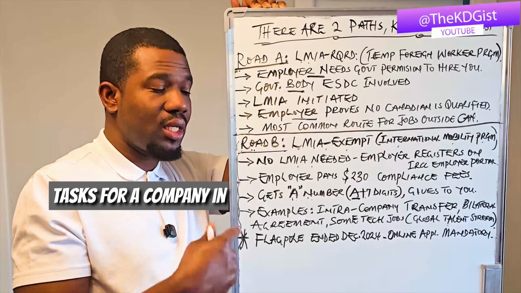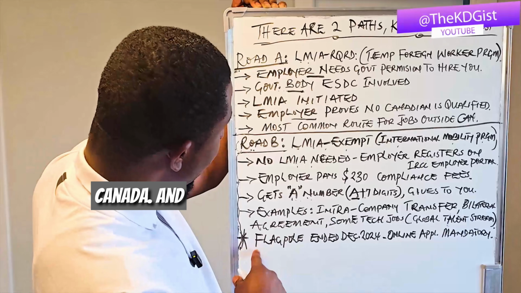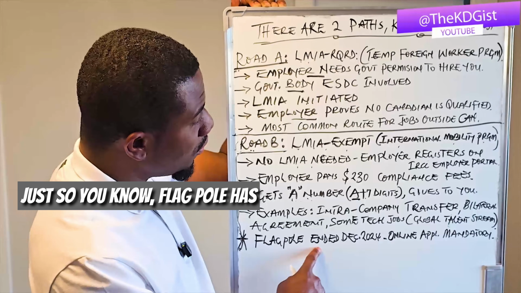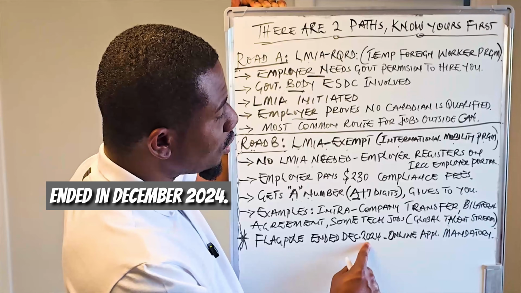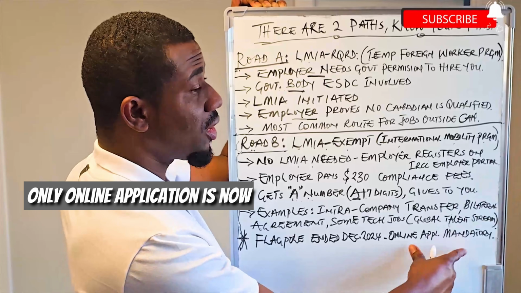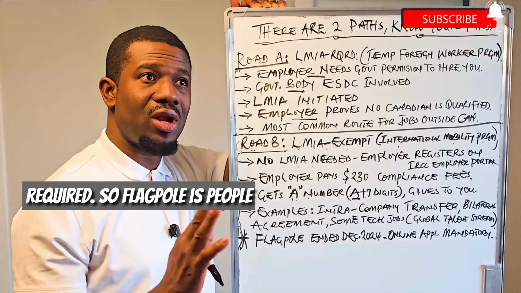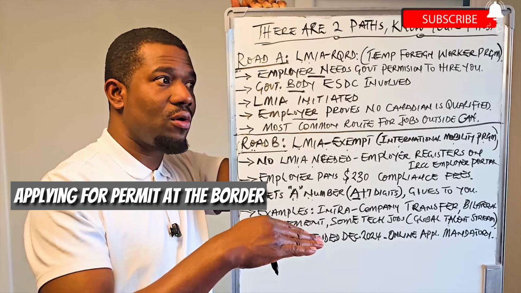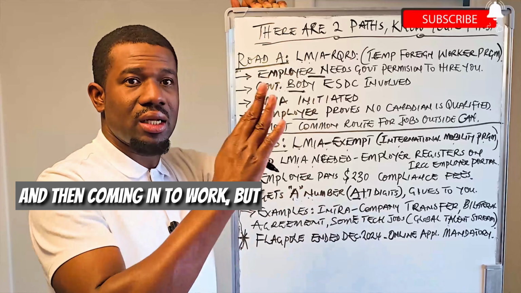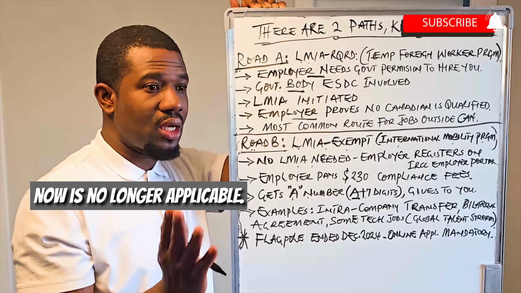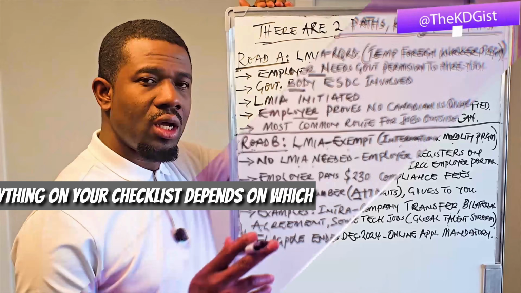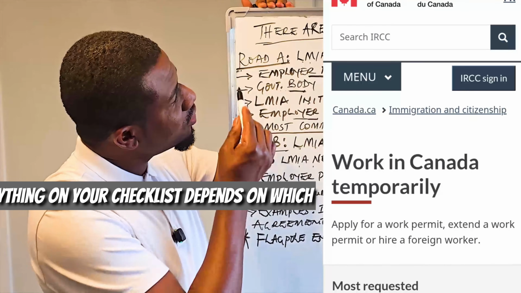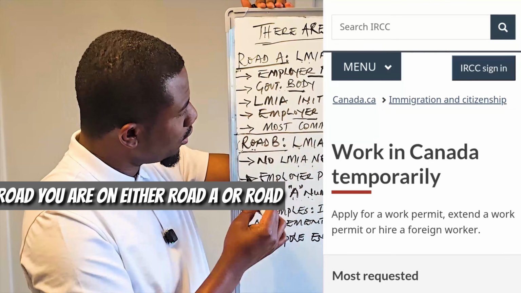And just so you know, flagpoling ended in December 2024. Only online application is now required. Flagpoling was people applying for permits at the border and then coming in to work, but it is no longer applicable. Everything on your checklist depends on which road you are on, either Road A or Road B.